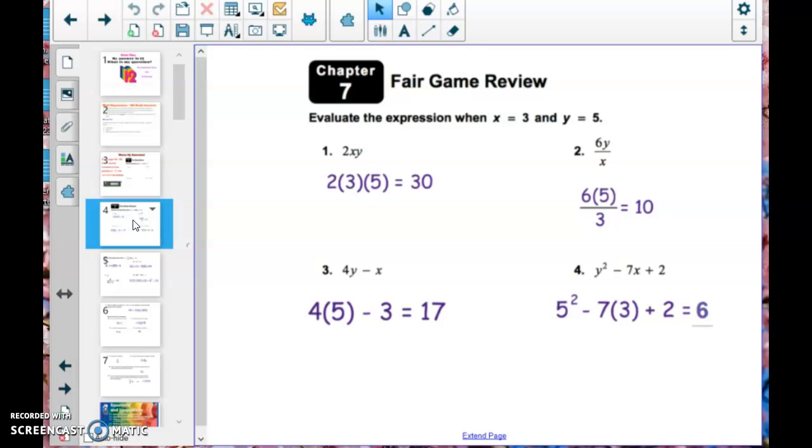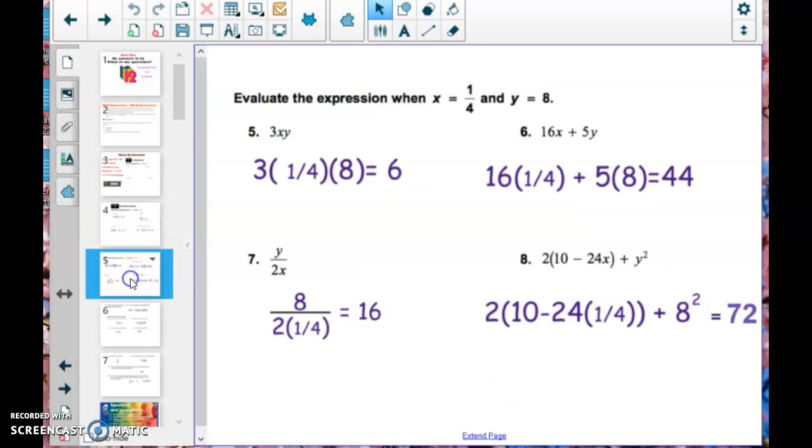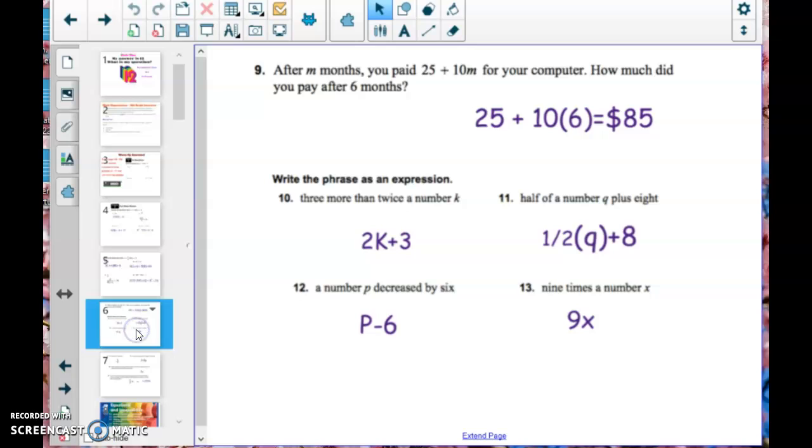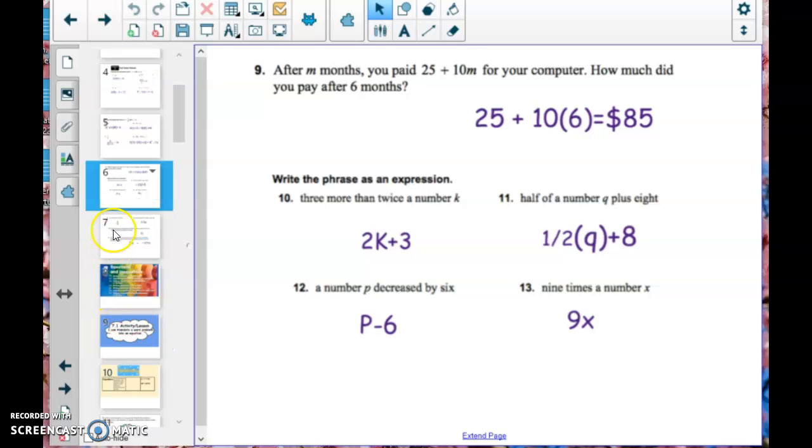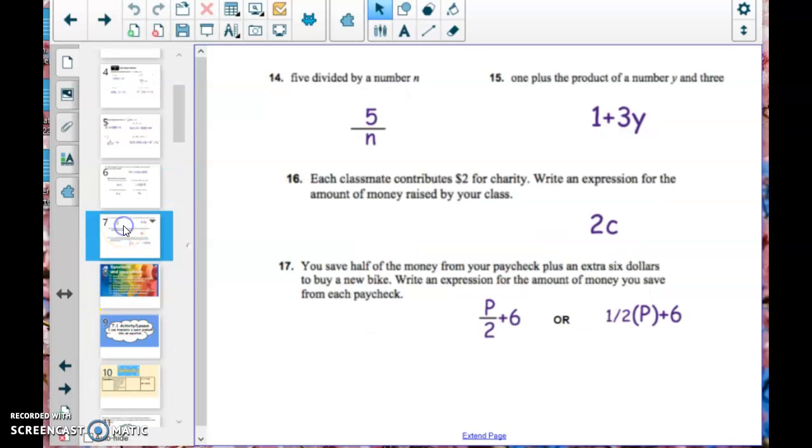All right, now to check over the questions in the fair game review, those would be the correct answers for 1 through 4. Check yours, see if you got them right. Here are the answers for 5 through 8. Check over yours, see if you got them right. Here are the answers for 9 through 13. Check them over, see if you got them right. And here are the answers for 14 through 17. Check them over, see if you got them right.